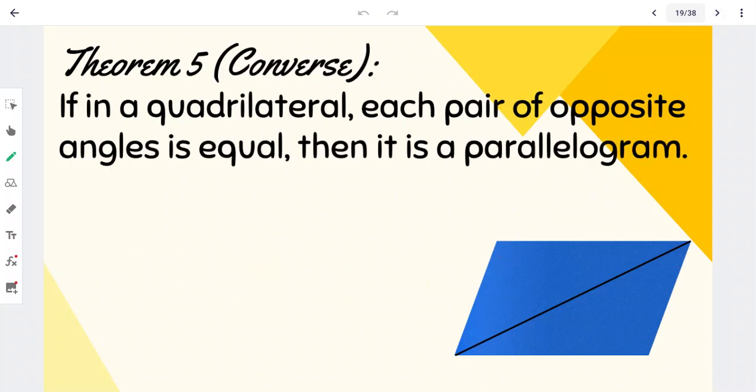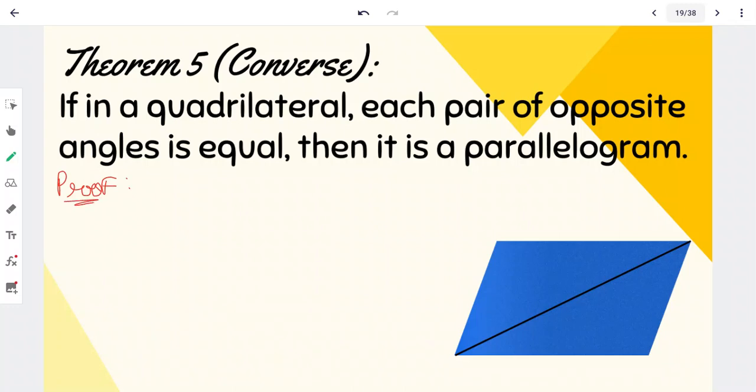Now, theorem 5 is important because we are doing the converse now. Converse means in a quadrilateral, if each pair of opposite angles are equal, then it is a parallelogram. First, we were telling that opposite angles are equal in a parallelogram. Now we are telling that if you have a quadrilateral, and opposite angles are equal, then it is a parallelogram. So let us try to prove it now. Okay, let us write the proof for it.